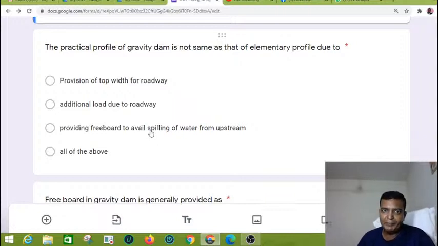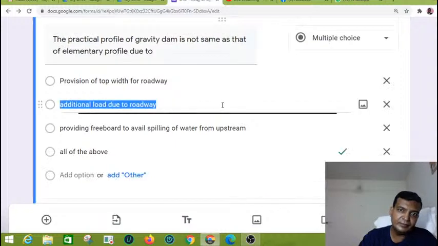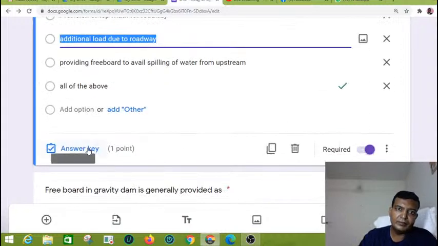The practical profile of the gravity dam is not the same as that of the elementary profile due to provision of top width of the roadway, additional load due to roadway, providing freeboard to avoid spilling of the water from upstream, all of the above. Answer is all of the above.